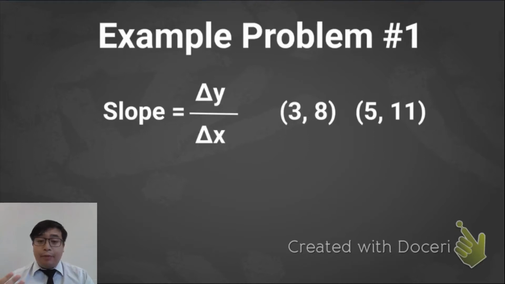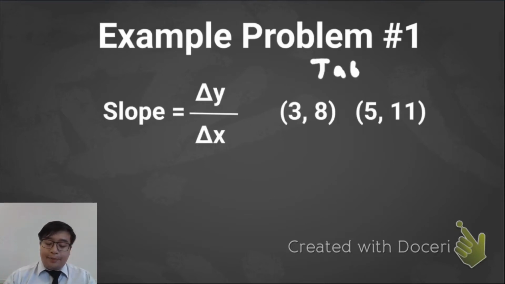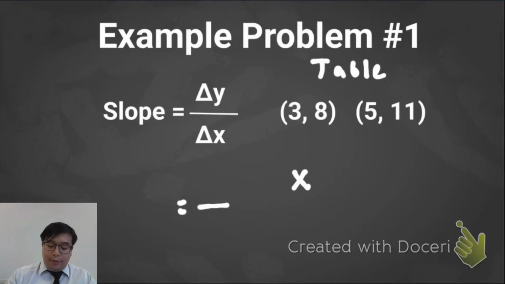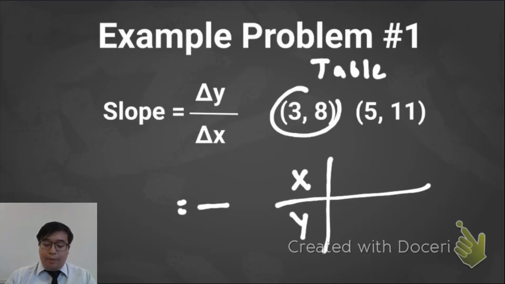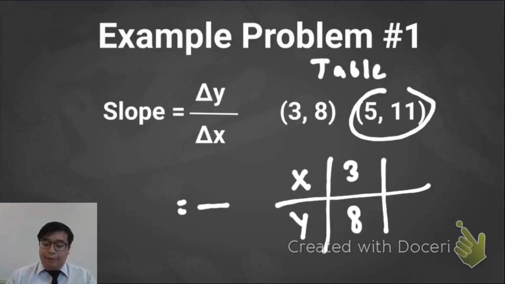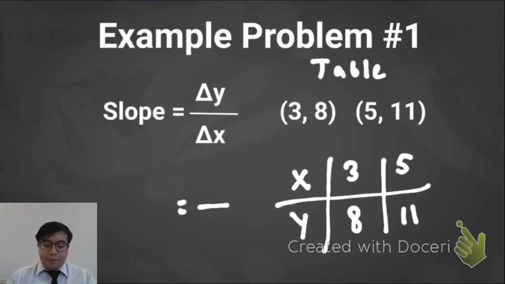There's a couple different ways to find the slope between 2 points, and the first way I'm going to show you is by making a table. So I'm going to set up my x, y table to find the slope. So x comma y. And using my first point, (3, 8), that's going to go on my table like this, 3, 8. And then I want to put the point (5, 11) into my table. So 5, 11.